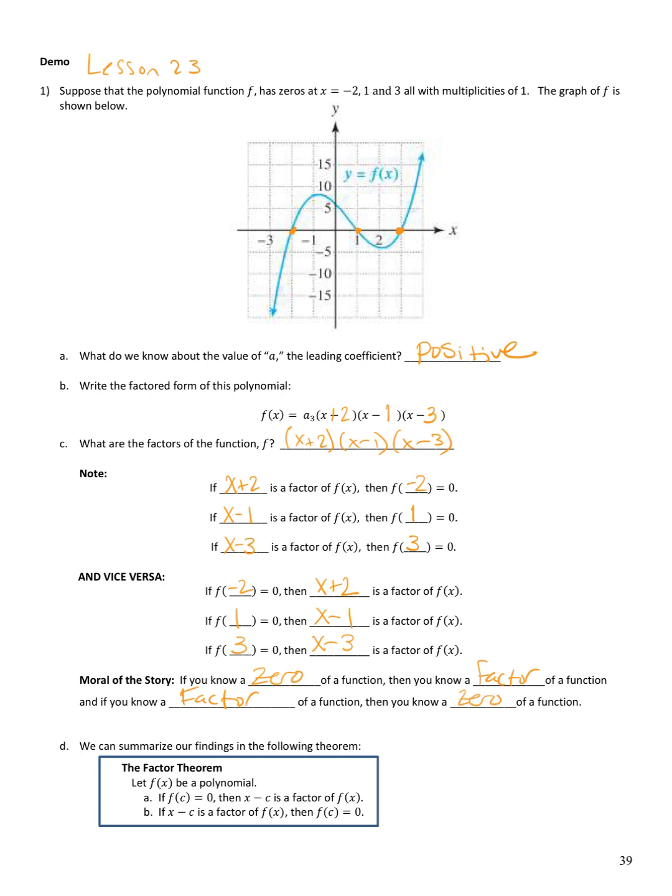So here I have it summarized. If f of x is a polynomial, and c is a 0, so f of c equals 0, then x minus c is a factor. And if x minus c is a factor, then c is a 0.